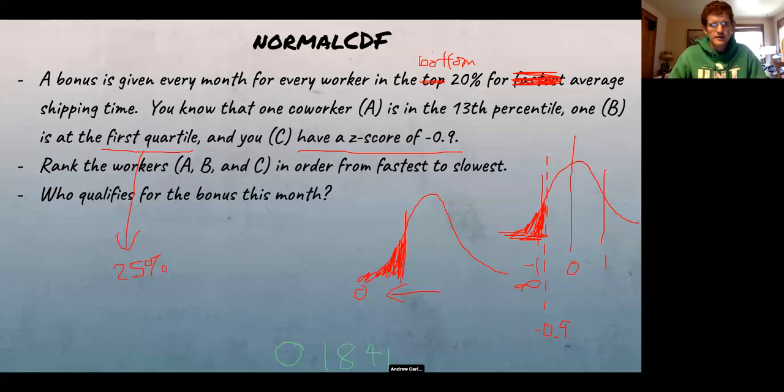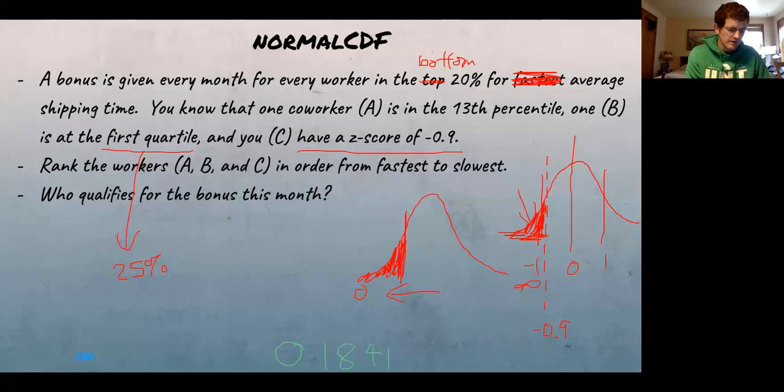Perfect. There it is. So we're setting our lower bound at negative 99999, our upper bound at negative 0.9. And not only does that tell me the area underneath it, but it's also telling me what percent of data is underneath that point. And so that's giving me my percentile. So I'm in the 18.4th percentile.